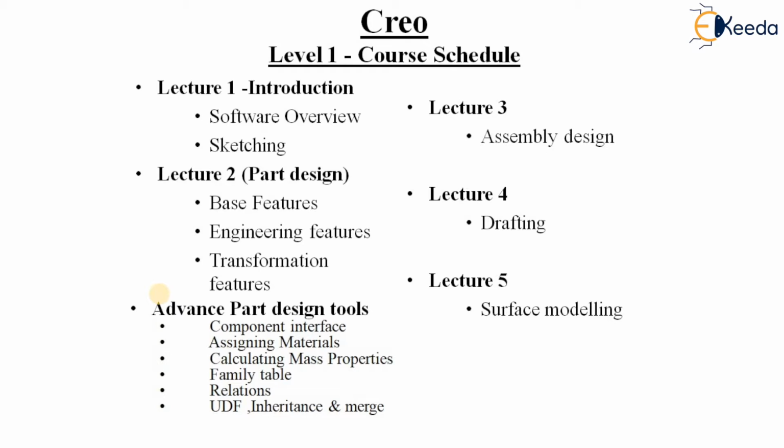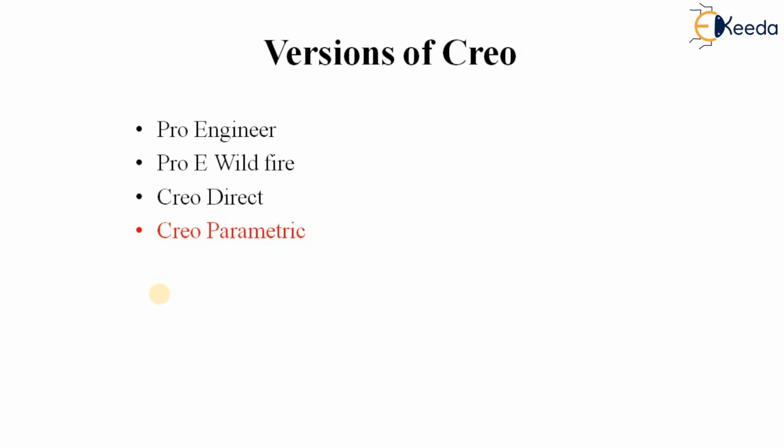Then we will get into the assembly design. We will assemble parts. Finally, we'll go for drafting, where we will learn how to convert a 3D model into a 2D drawing for engineering or production. What are the steps involved? How to create different views, how to annotate, and how to create dimensions. Then finally, we will end the session with creating complex surface features using surface modeling.